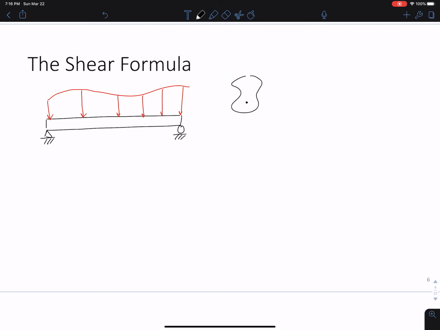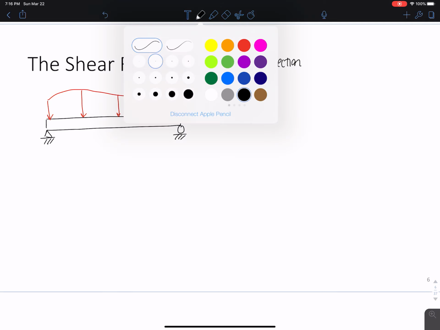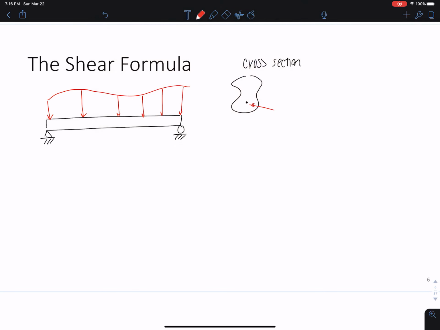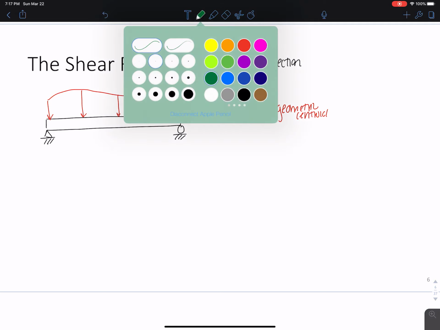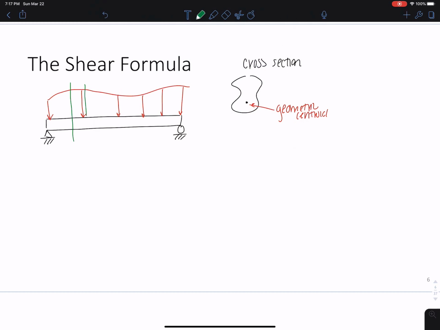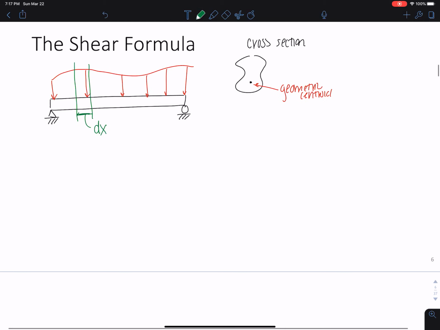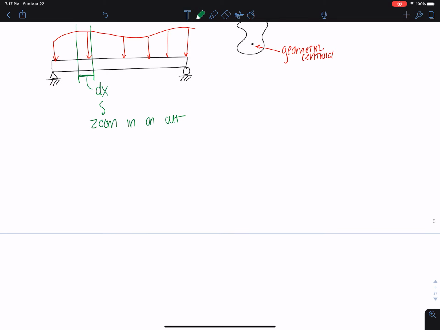So let's say this is our cross-section, just so we can generalize what's happening here. And this is our geometric centroid. All right, and let's say we take a cut. We like making cuts, these little differential elements, so that we can understand what's happening. So this is our cut, dx. Then we're going to zoom in on this cut, and this is what that looks like. I'm going to take that cut just like it is. This would be the dx.